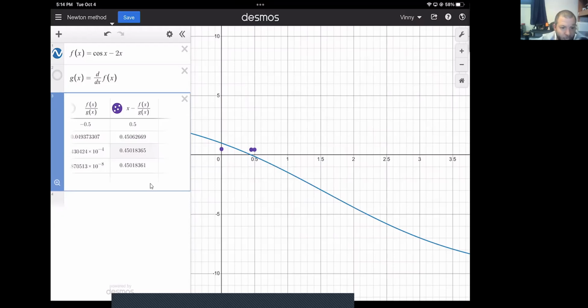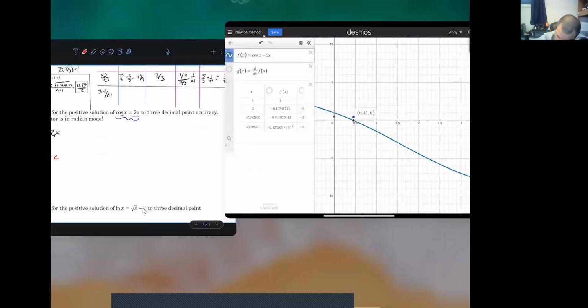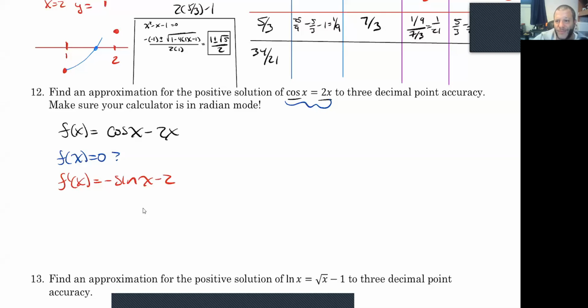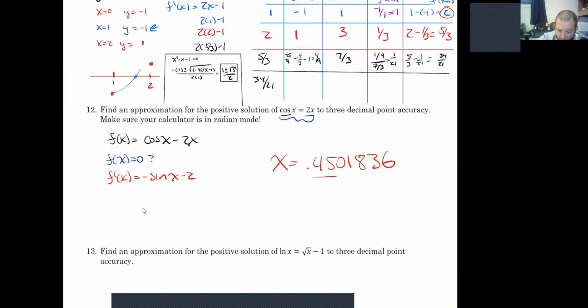So our solution here should be 0.45018361-ish. And what does it say, just 0.45? Again, kind of lazy. We're better than Desmos. To three decimals, we did so much more than that. So our solution would be 0.4501836. Technically 0.450, because I said to three decimal point accuracy. But that is your answer.